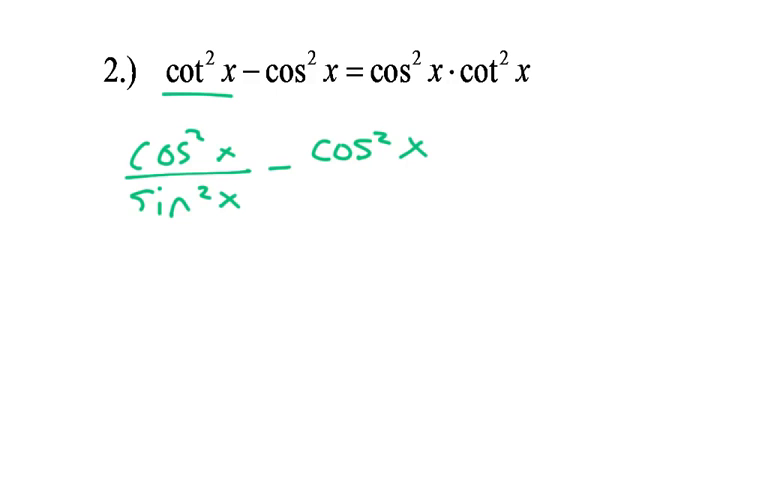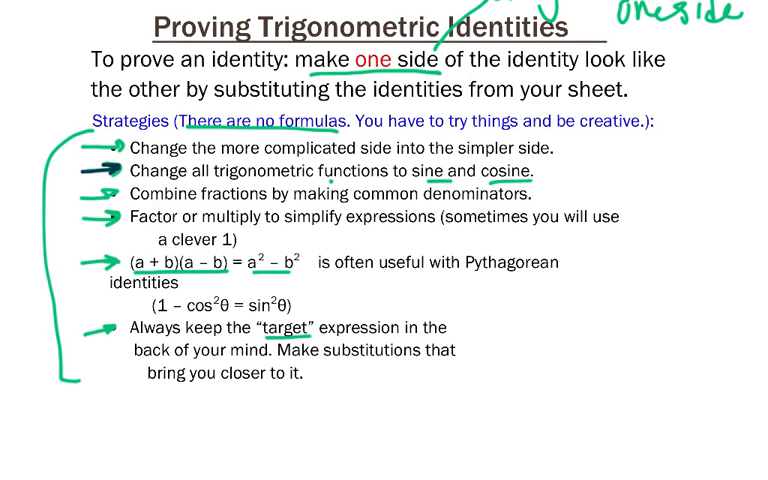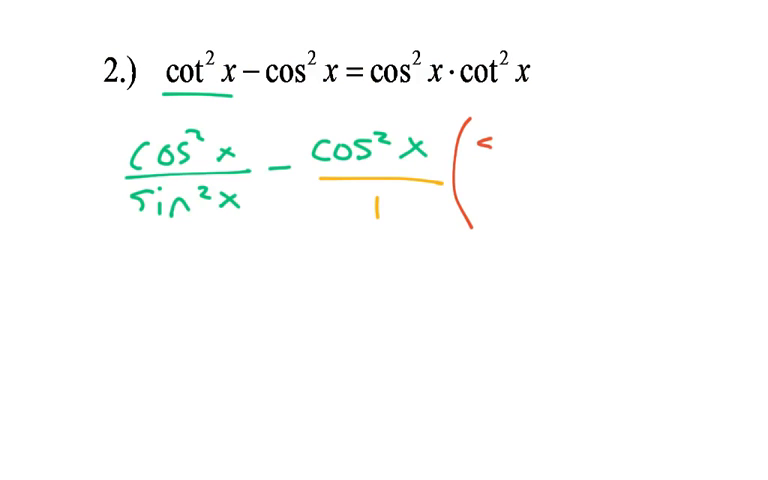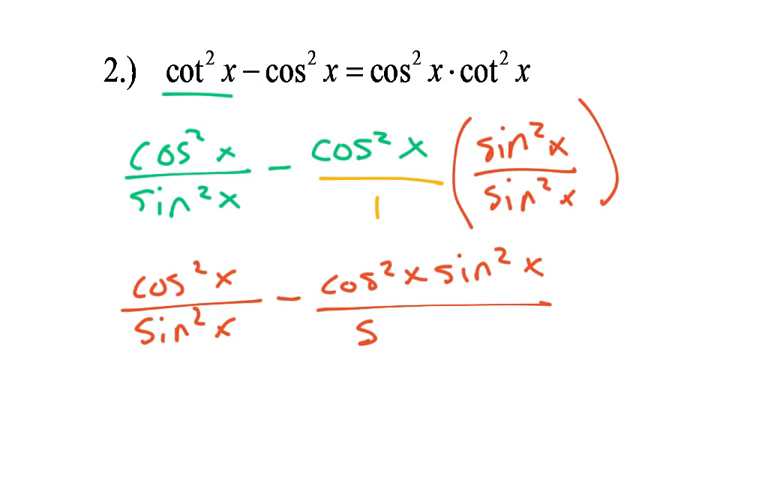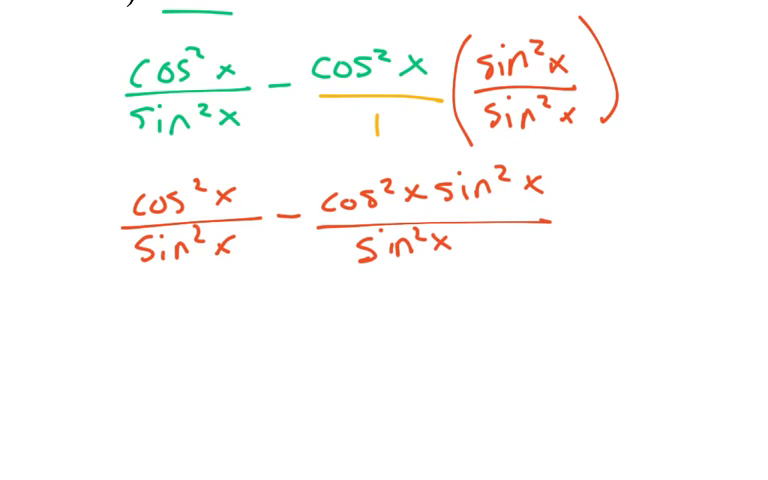Now the idea, of course, is that I want this to have a common denominator, so I'm going to multiply by, as we have in this one, a clever 1. So I'm going to multiply by sine squared, because this one has a sine squared bottom, over sine squared. And so now I'm going to have cosine squared of x over sine squared of x minus cosine squared x sine squared x over sine squared x. So now everything has the same common denominator, and now I can actually combine it so that there's a 1 numerator.